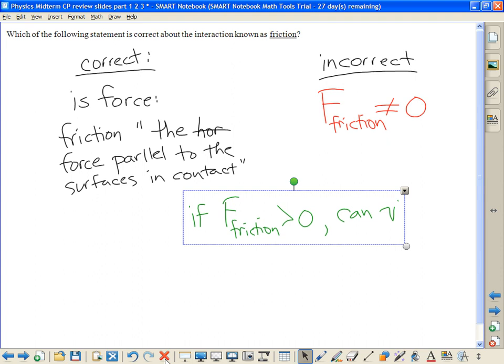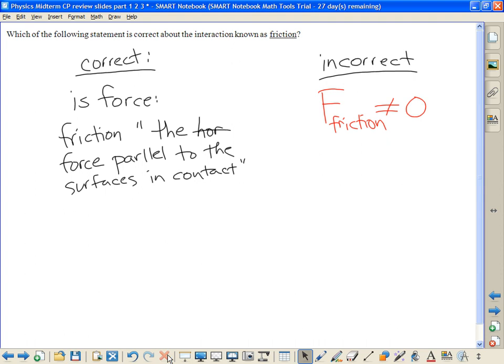Trying not to give away too much of the fun, but can friction be non-zero for an object that's not moving? Yes. Yes, you can have force of friction greater than 0 for an object that is not moving.